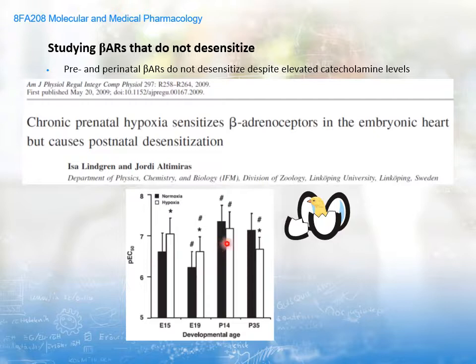What do you see in post-embryonic hearts? The opposite effect. So this is evidence of what we were saying, that embryonic beta-adrenergic receptors do not desensitize, but post-natal adrenergic receptors desensitize. Well, this is one point for further discussion, because I'm not going to mention more of this.